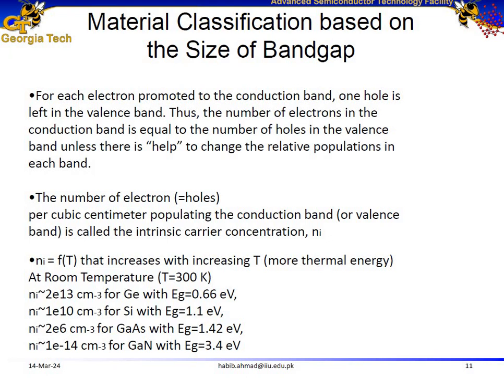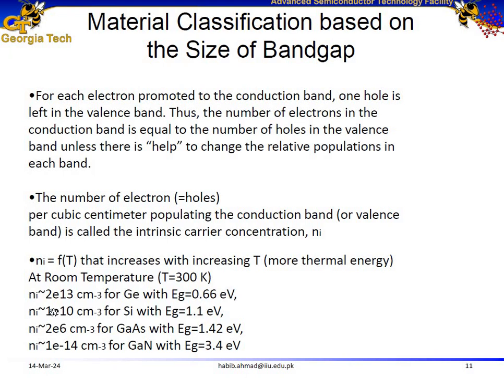We know that at room temperature for each kind of semiconductor, depending on the band gap, we have a particular carrier concentration, a particular number of electrons per centimeter cube and holes per centimeter cube. For silicon, which has a band gap of approximately 1.1 electron volts, this intrinsic carrier concentration is approximately 1 into 10 to the power of 10 per centimeter cube, which means that at room temperature we have 10 to the power of 10 electrons and 10 to the power of 10 holes available for conduction inside silicon.